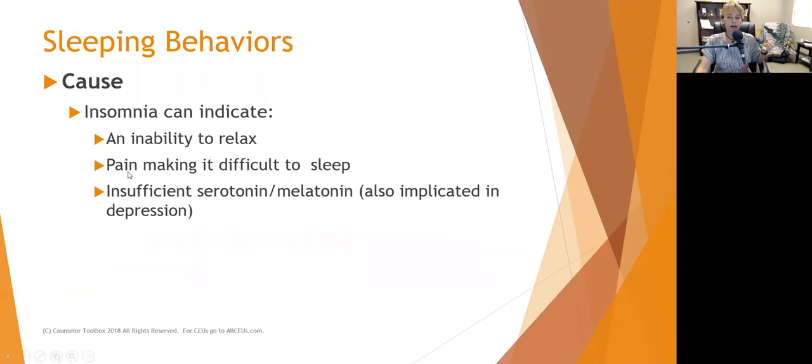Help them remember that pain makes it difficult to sleep. So if they have pain, even if it's just a little bit of pain, try to figure out how to get rid of that. Stretching usually helps for a lot of patients. They can work with a physical therapist if they've got low back pain or whatever to get rid of some of the kinks from the day. And insufficient serotonin or melatonin, which are both also implicated in depression.